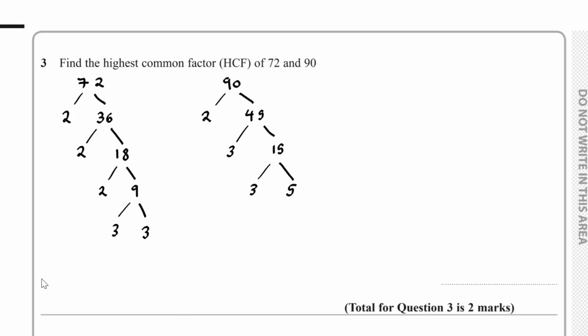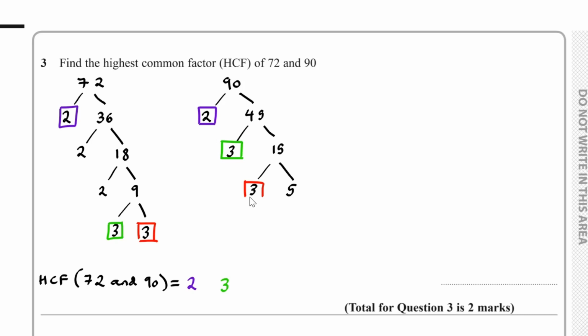So when we come to work out the highest common factor of 72 and 90, let's see what's common. We have the 2 over here and here, which is common. We also have a 3 here and a 3 here, which is common. And we also have a 3 here and a 3 here, which is common. And if we multiply these together, we get 18.